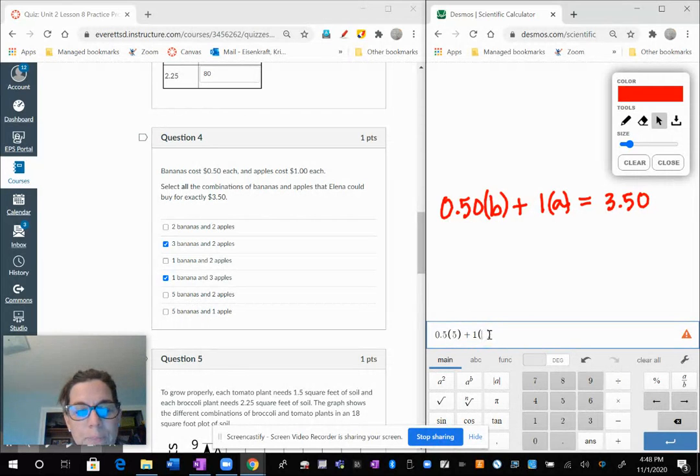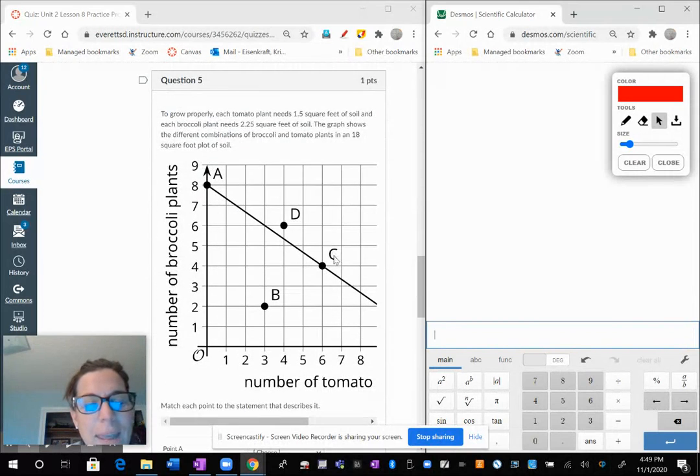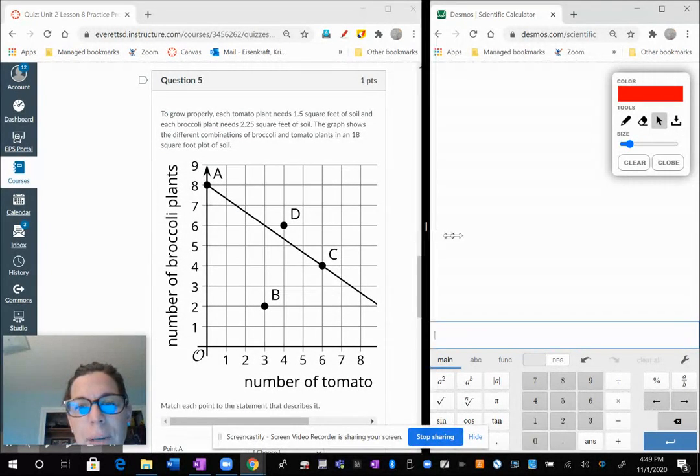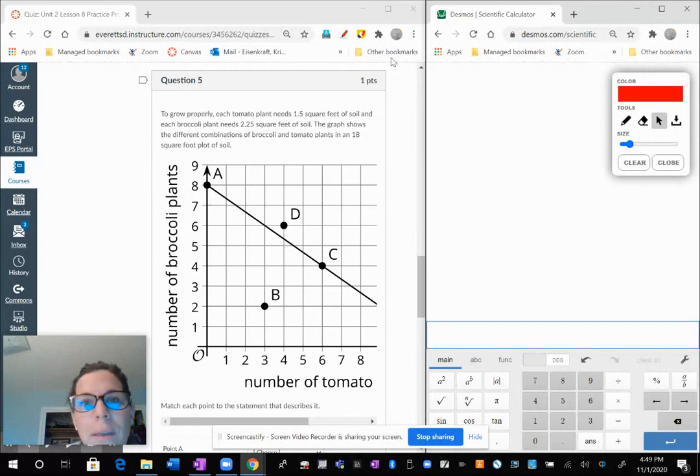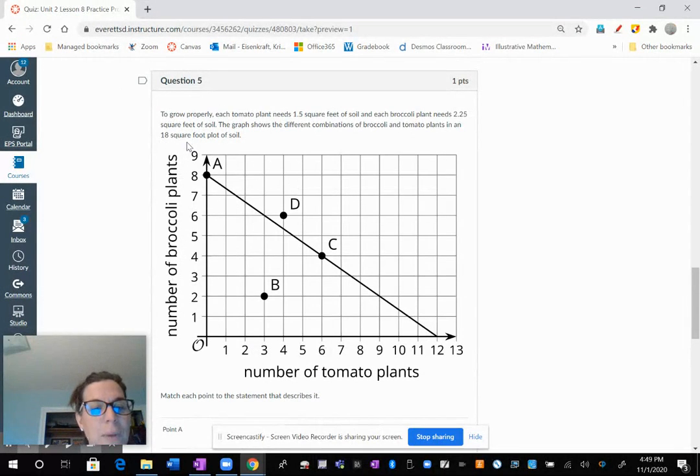5 bananas, 2 apples? Nope. How about 5 bananas and 1 apple? All right. Let's go back. Clear all. Let's keep on going. Next one here. I'm going to have to get rid of my calculator for this one. Okay, so we have a graph here.